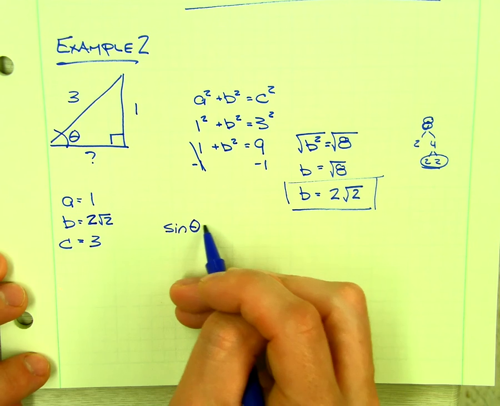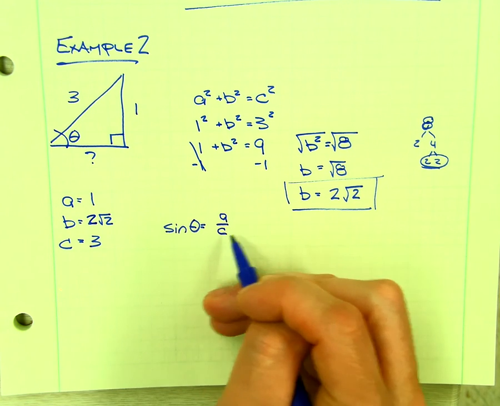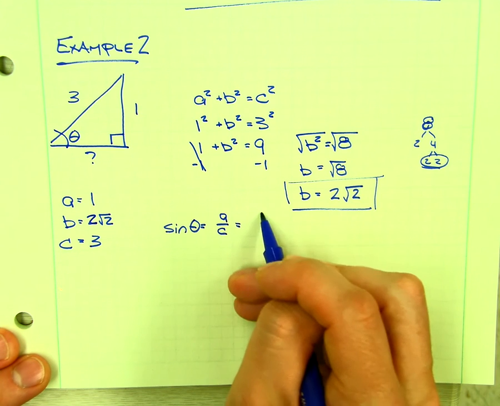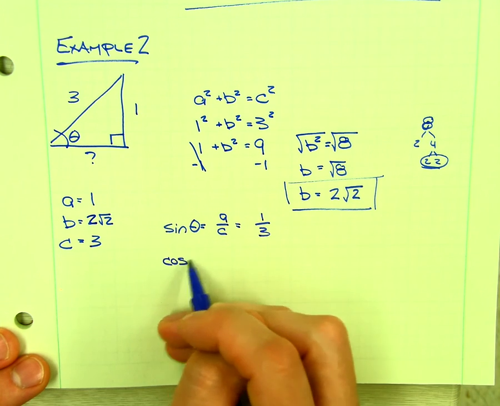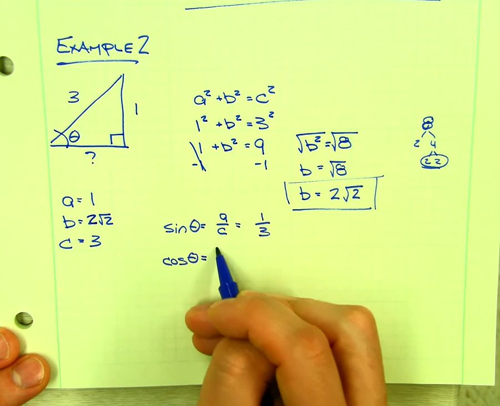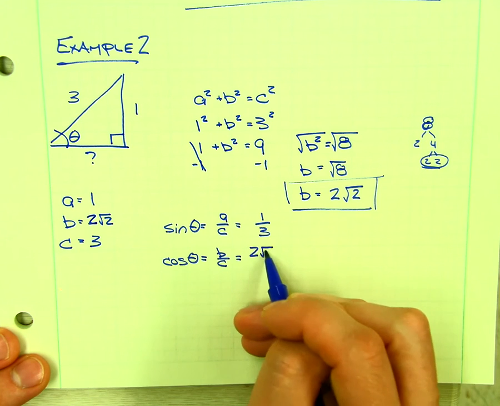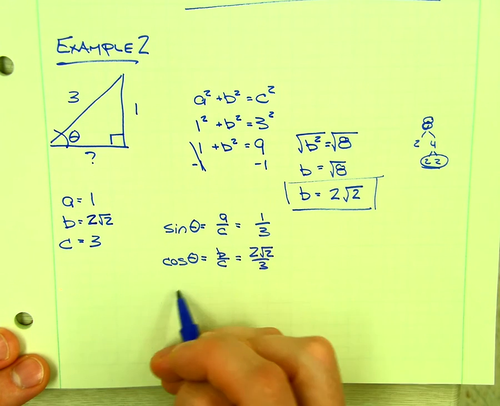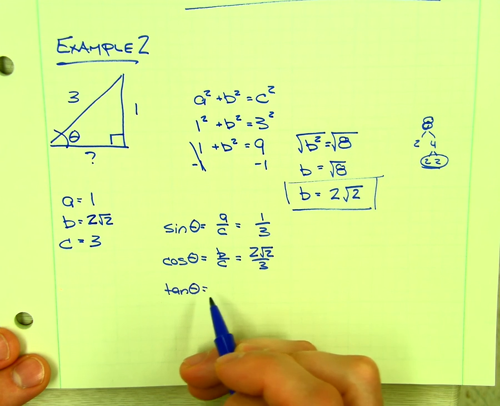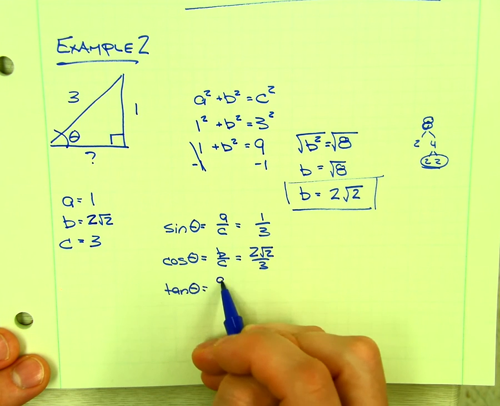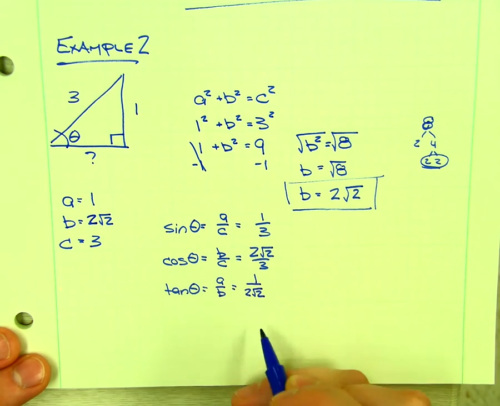So the sine of theta is going to be equal to a divided by c. I'm just going to rewrite them this time around because I skipped it last time. So I'm going to get 1 divided by 3. Done. Cosine of theta is going to be equal to b divided by c, which is going to be equal to 2 root 2 divided by 3. And the tangent of theta is going to be equal to a divided by b, which is just going to be 1 divided by 2 root 2.